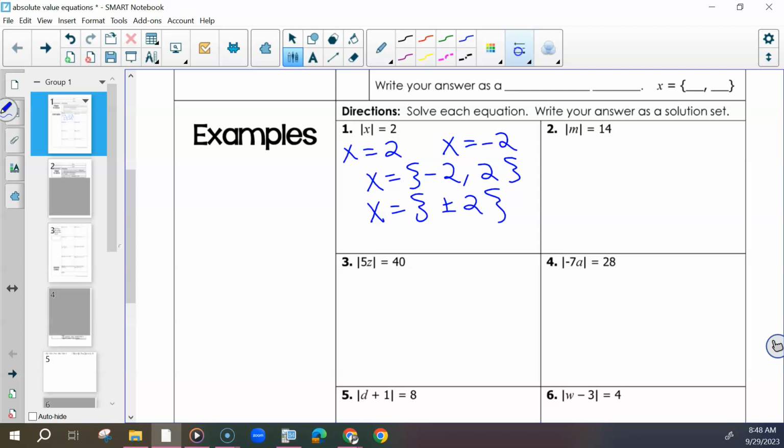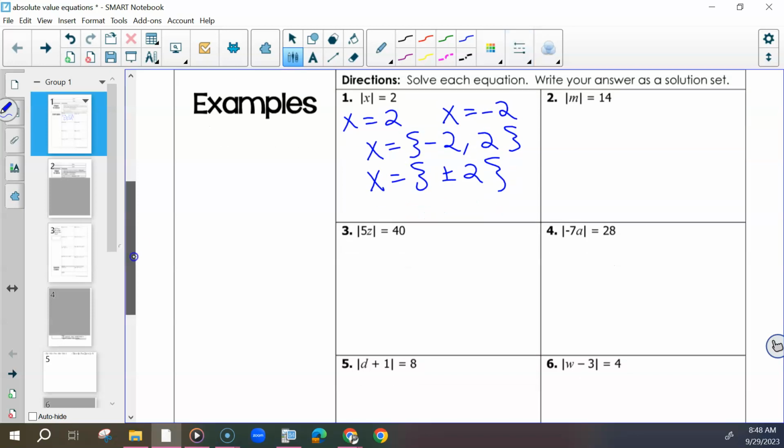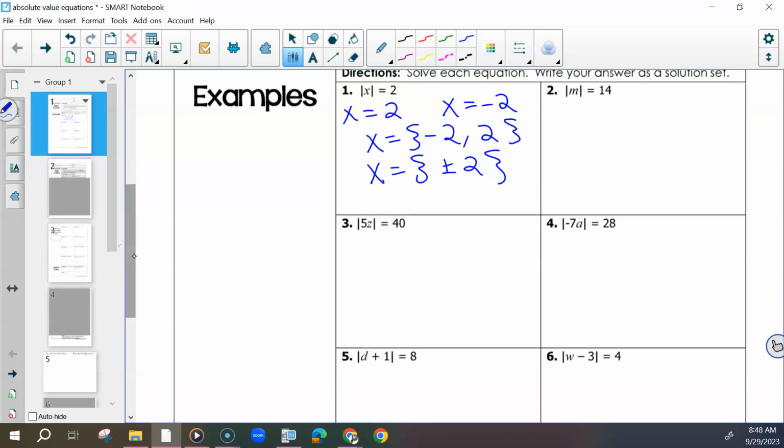Let's try number 3. Same thing, make sure this is isolated, there's nothing around it, which is the case, so check on that. Drop the absolute value bar, set the inside equal to a positive 40 and a negative 40. If you don't set it equal to the negative number, you're going to miss half of the work and half of your answer. So make sure you set it equal to both.